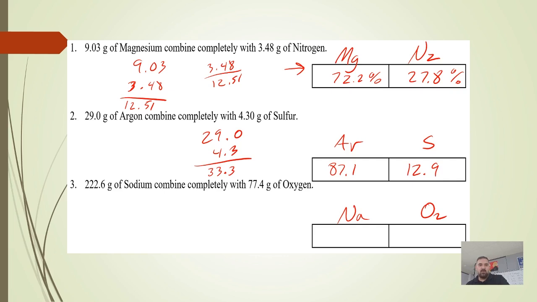The next one, what is our total mass? So 222.6 plus 77.4. What is our total mass? 300. What is our percentage of sodium? One more time. 74.2. And then oxygen? 25.8. Hands up if you got all these numbers. Man, y'all are good at this. All right, let's move on.